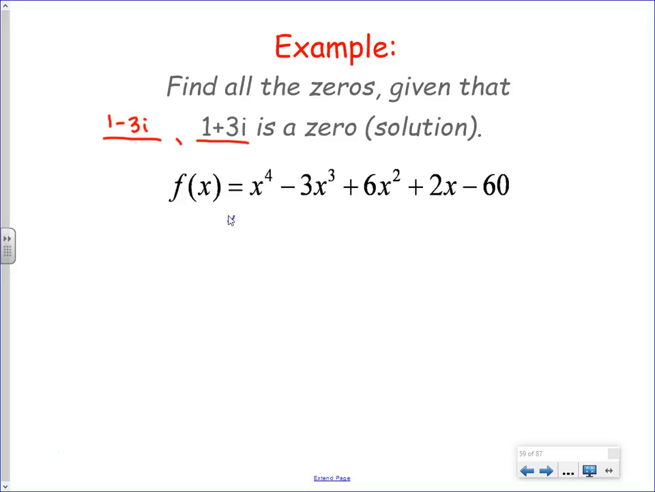Great, so we know 2 zeros. Wait, how many zeros are there total? 4. So we know half of them. But how do we get the other 2? Can't do synthetic. Plugging in, we'll just get a 0, which we already know. Why can't we do synthetic? Because it's nasty with imaginary numbers.